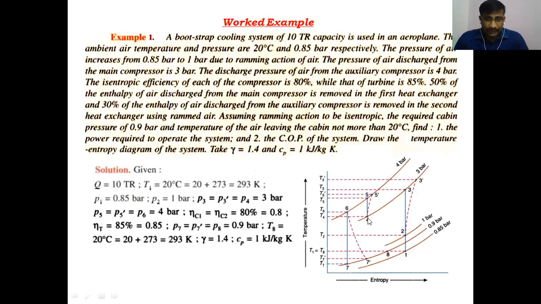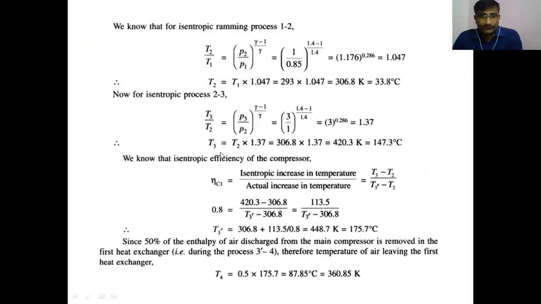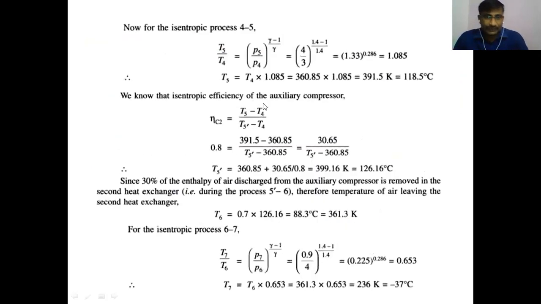That is (T5 minus T4) divided by (T5 dash minus T4) is equal to the compressor efficiency. (T5 minus T4) by (T5 dash minus T4) is the formula for the isentropic efficiency of the auxiliary compressor. So in this equation, the only unknown parameter is T5 dash. Then find T5 dash. We will get 399.16 kelvins or 126.16 degrees centigrade.